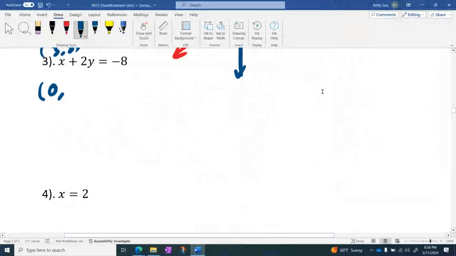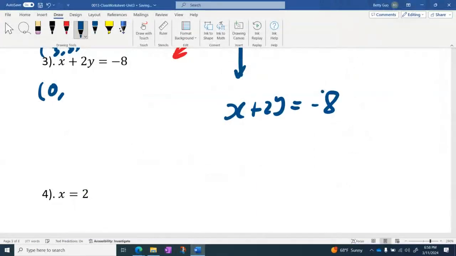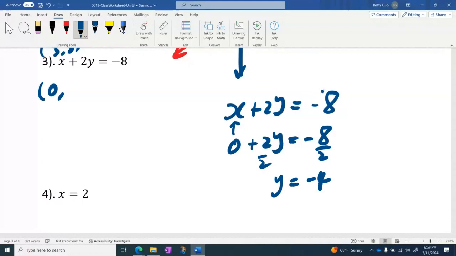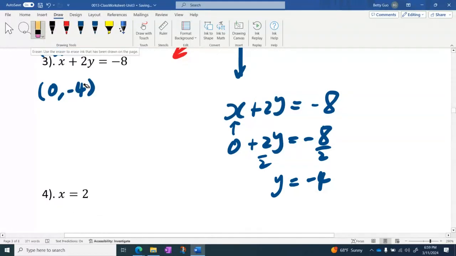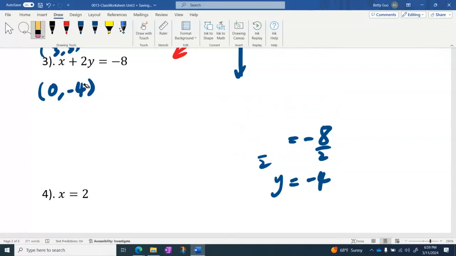Perfect, exactly. So how do we get that done? x plus 2y equals -8. We make x be 0, right? If we make x be 0, we have 0 plus 2y equals -8. We solve this equation, divide by 2, and we have y equals -4. So (0, -4) is a solution. You can double check by plugging in. It satisfies the equation. So (0, -4) is a solution.